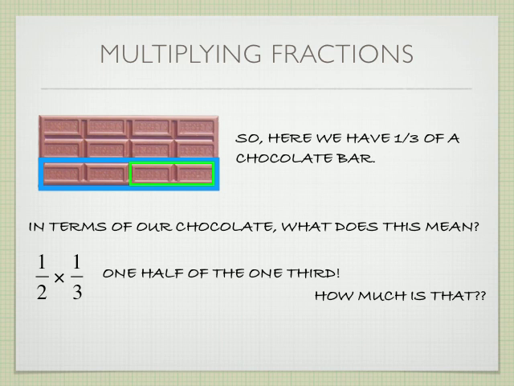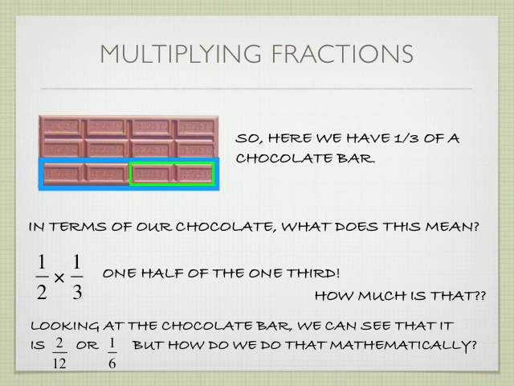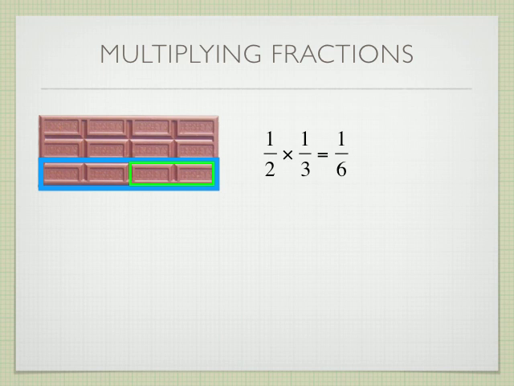How much is that? Well, that green has 2 pieces in it, so it's 2/12 or it's 1/6. You could either reduce it mathematically or just look at the chocolate bar and see that it's 1/6 of the bar. So we know that 1/2 times 1/3 must equal 1/6 because it makes sense in chocolate, and I'm sure you probably remember how to do this in math, but I just want it to make sense both ways.